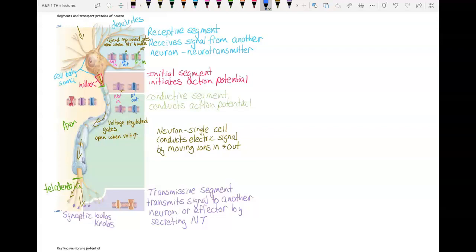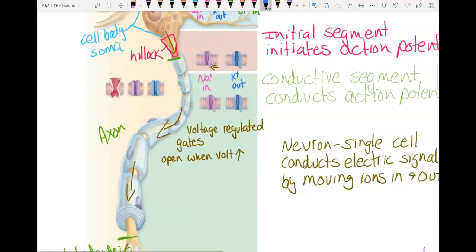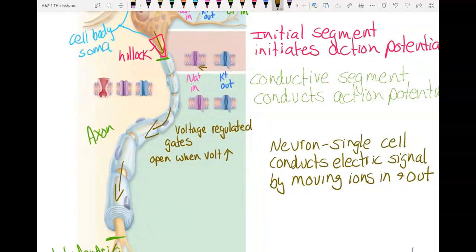The gates that are on the right in the specific sections are only found in that section of the neuron. The ones on the left are found throughout the entire neuron. So these 3 are in the entire neuron, whereas, for example, the ligand-regulated gates are found only in the receptive segment and nowhere else in the neuron.